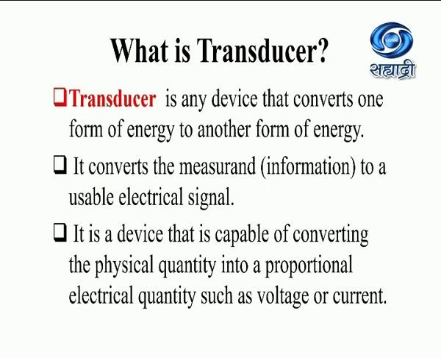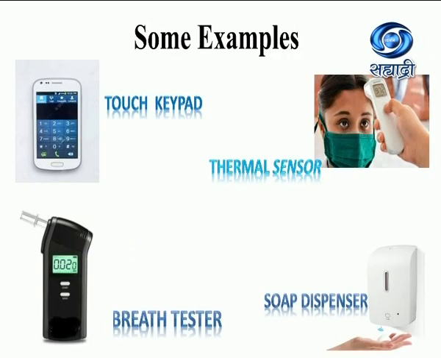In this chapter, we are going to discuss the electric transducer. That's why the output of this transducer is always an electric signal. It is a device that is capable of converting a physical quantity into a proportional electric quantity, such as voltage or current. So these are the examples of some transducers. Basically these are the instruments where transducers are used, which are used in day-to-day life.